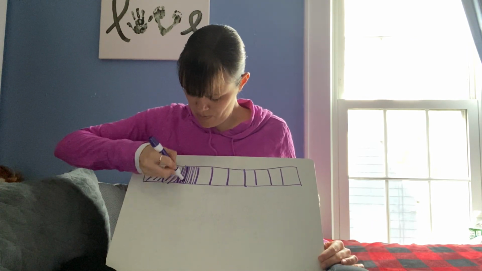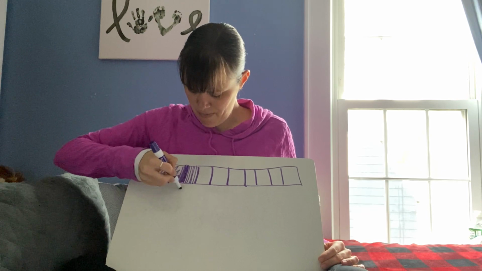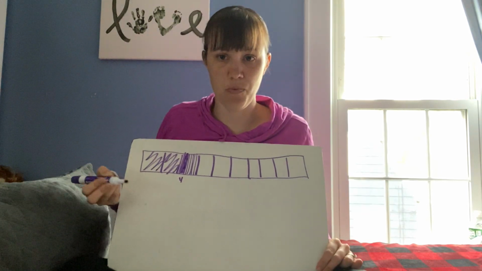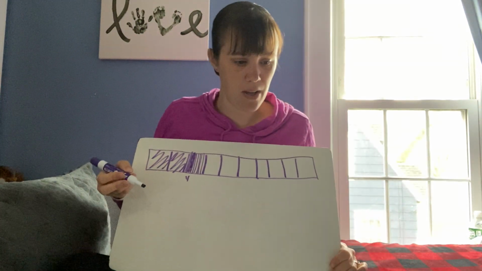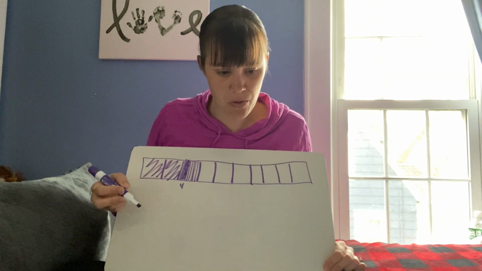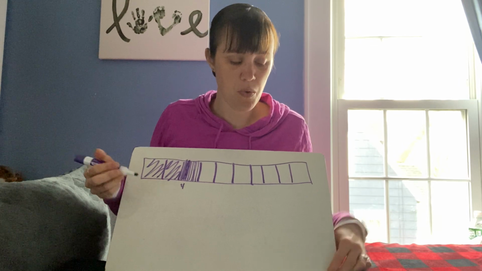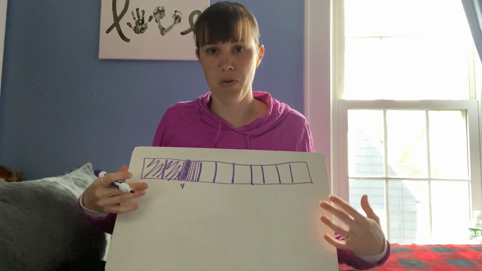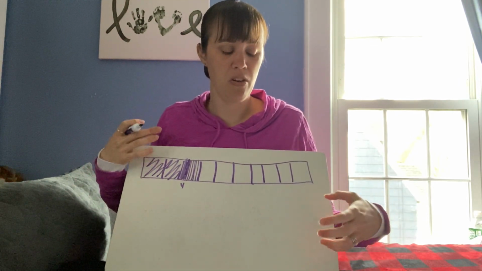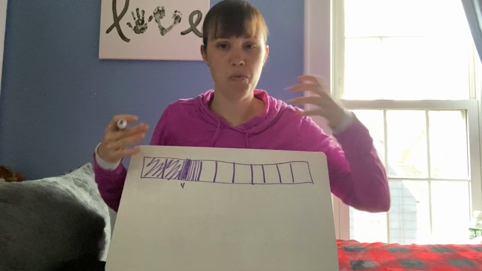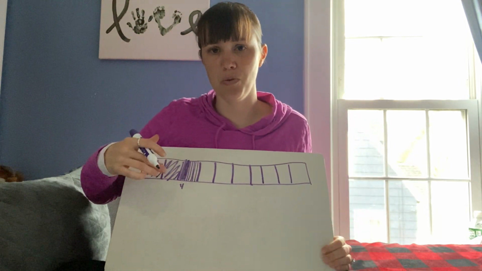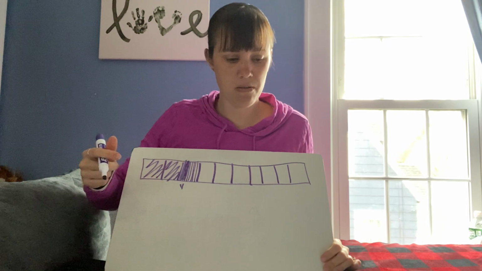I obviously don't do that well. And they have 4 shaded in. I just wrote a little 4 there. Okay, so what we have to do is figure out what the number is, but we're also making a number bond, which I showed you earlier when we did 35 hundredths.